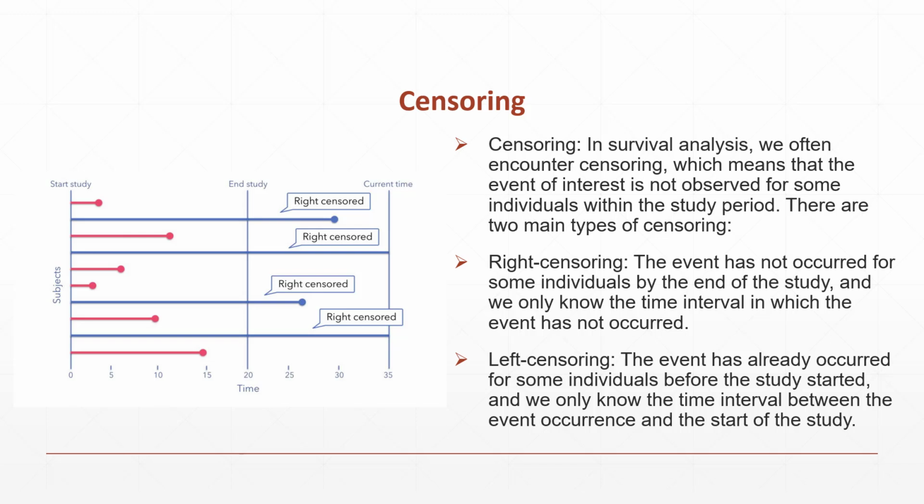Imagine we're studying the survival time of patients with a certain disease. Now, some patients might still be alive at the end of our study. Their data is right censored because we don't know when they will experience the event, which in this case is death due to the disease. Survival analysis helps us estimate the probability of these events occurring at different time points.